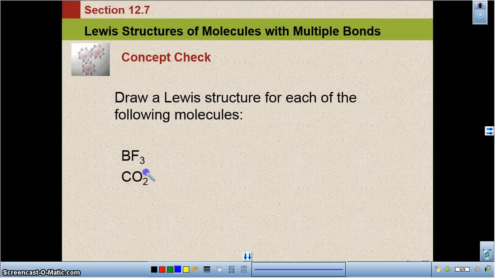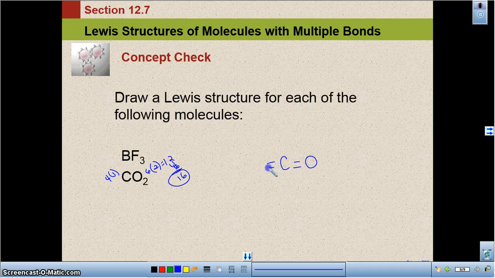So we know that oxygen has 6 in its outer shell, and we have 2 of those for a total of 12. Carbon has 4, and we have 1 of those. So we have 16 electrons total for us to take care of in carbon dioxide. So carbon, probably double bonded to oxygen. Let's see how this works out.